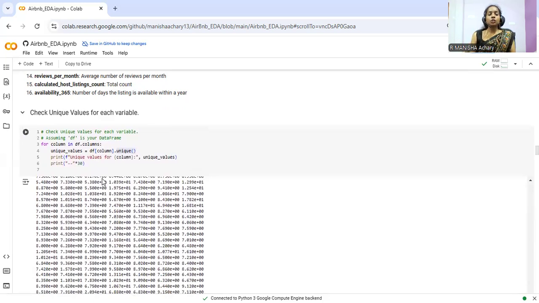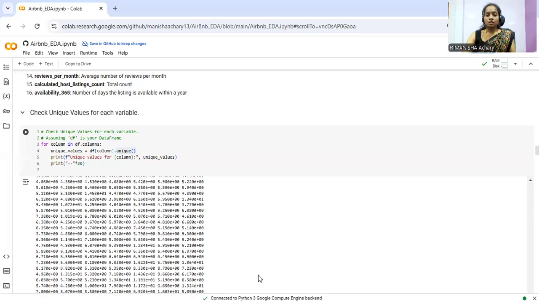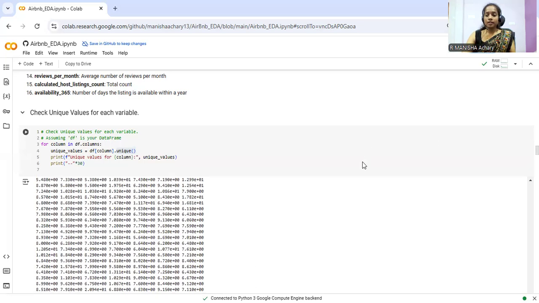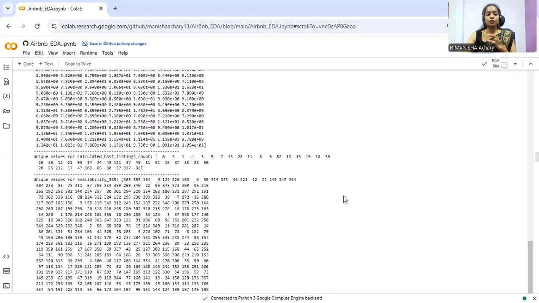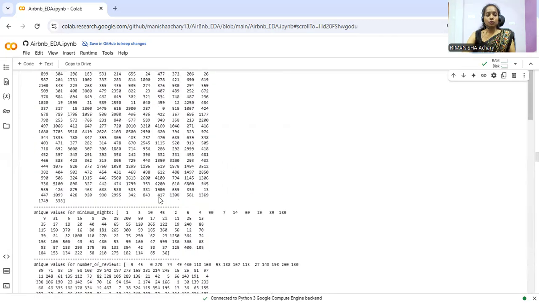Next, I did a unique values check. I have checked the unique values for each variable. So this output contains the unique values for each column, like unique values for availability 365, unique values for calculated host listings count, like this. There are so many.